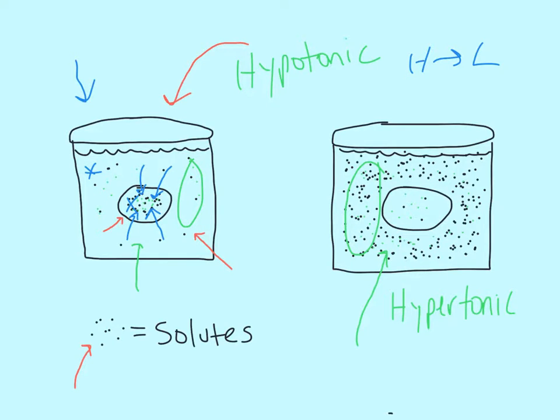Now over here, it's going to be the opposite. Since there's less solutes inside the cell, that means there's a high concentration of water inside the cell, and there's a lower concentration of water outside the cell, because look at all these dots. There's all these solutes out here. There's all this salt. There's a less percentage of water. So in this case, the water is going to want to move out of the cell towards the salt because there's less water outside the cell.